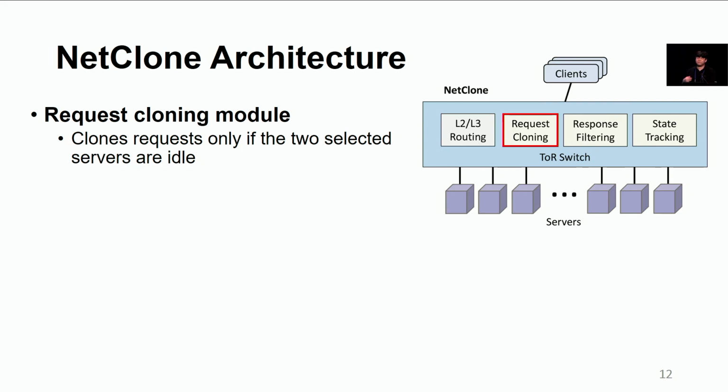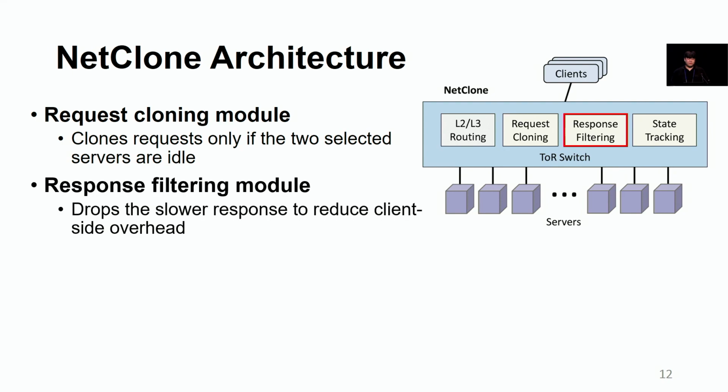We have 3 key modules in the switch data plane. The first module, the request cloning module, clones the request only if the two random servers are idle. The second module, the response filtering module, is designed to reduce client-side overhead. The slower response of a request is unnecessary to the client.